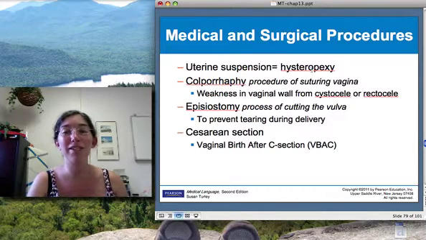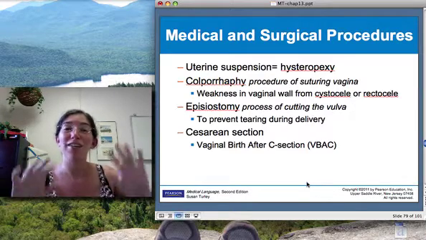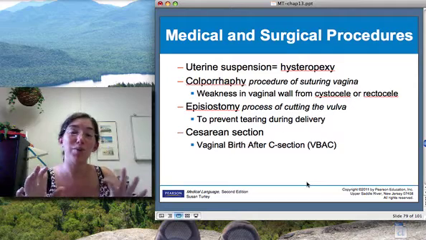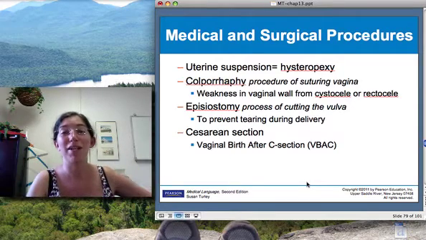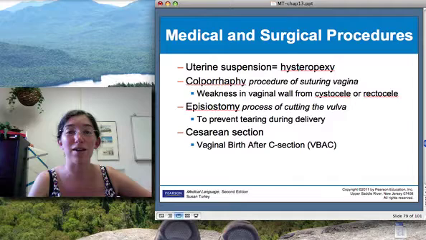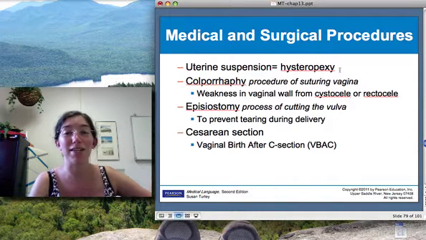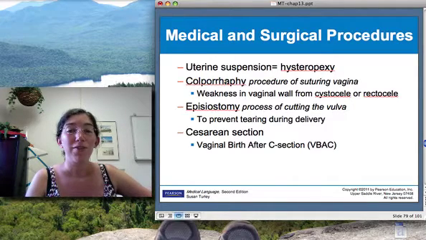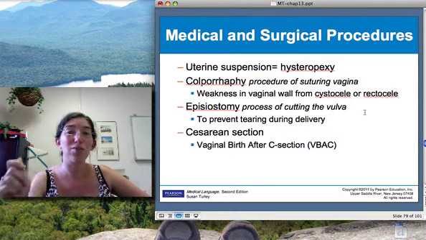Uterine suspension. So I didn't make it up. There's such a thing as a hysteropexy. I thought I was telling the truth. All right, so if the uterus is drooping, it's not standing upright, you can have a hysteropexy, a surgery to stick it in place.